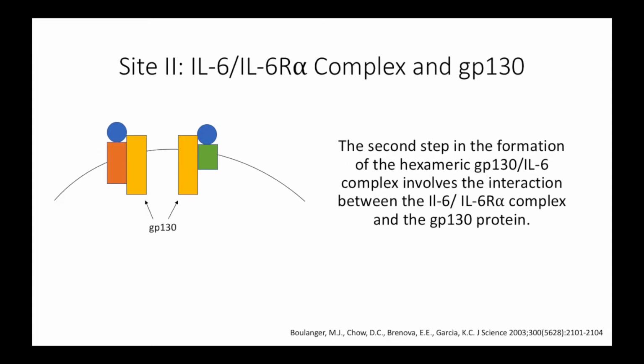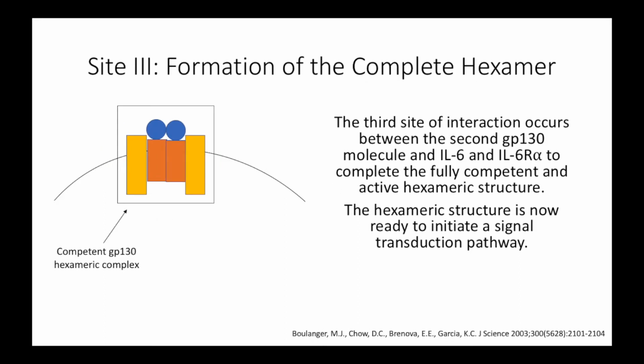The second step in the formation of the hexameric structure is the formation of the trimer, which occurs when the previously formed dimer binds to the GP130 protein. The final step in the formation of the hexamer is the binding of the two trimers. The newly formed hexameric complex can now initiate a signal transduction pathway that can be used to initiate an immune response.